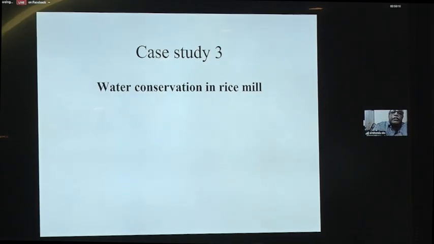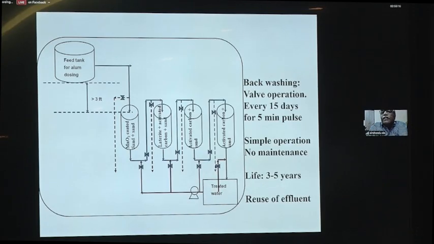So next, I will be talking about a case study on water conservation in the rice mill. Now, in a typical rice mill, depending on their capacity, they take out water from the ground every day to the tune of 10,000 liter to 1,50,000 liter. Almost every day they are taking out, on an average, more than 1 lakh liter of groundwater.